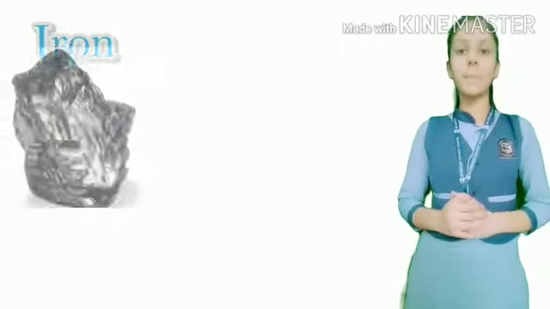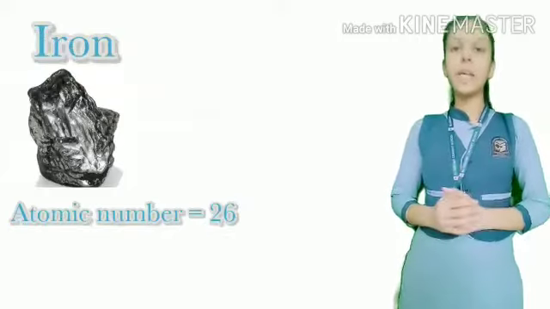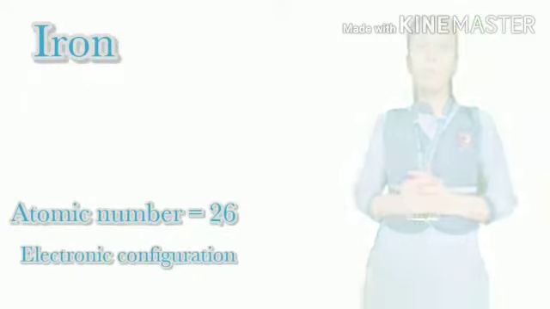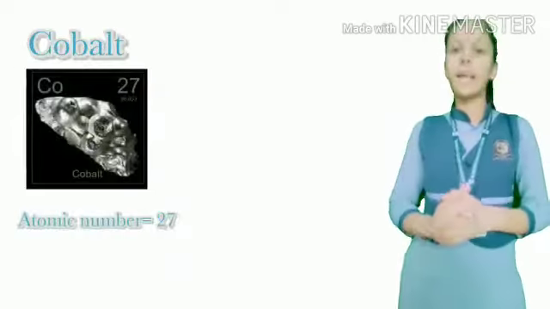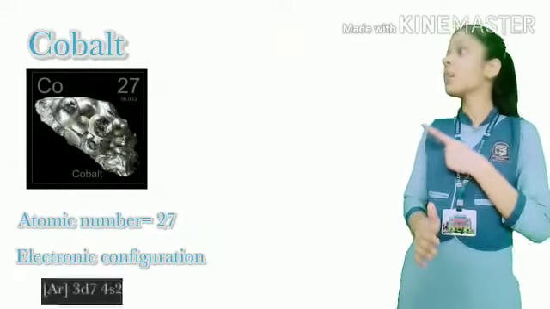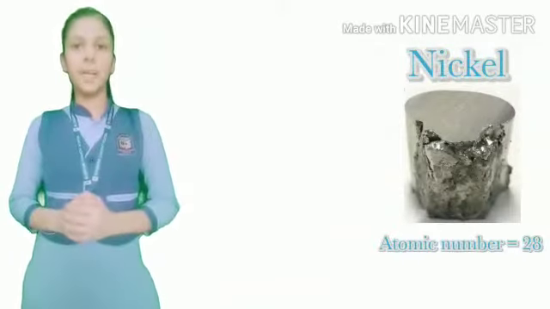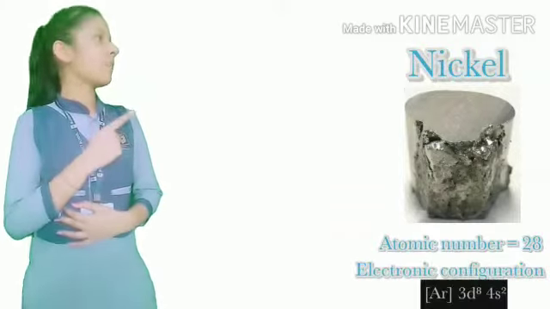So the sixth element is iron. Its atomic number is 26 and electronic configuration is argon 3d6 4s2. The seventh element is cobalt. Its atomic number is 27 and electronic configuration is argon 3d7 4s2. The eighth element is nickel. Its atomic number is 28 and electronic configuration is argon 3d8 4s2.